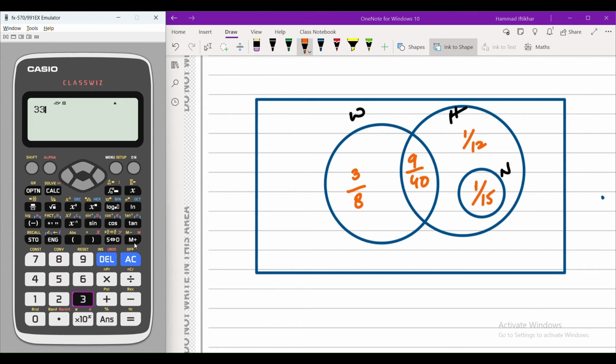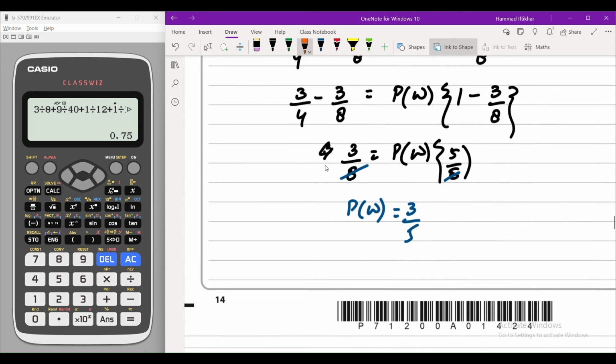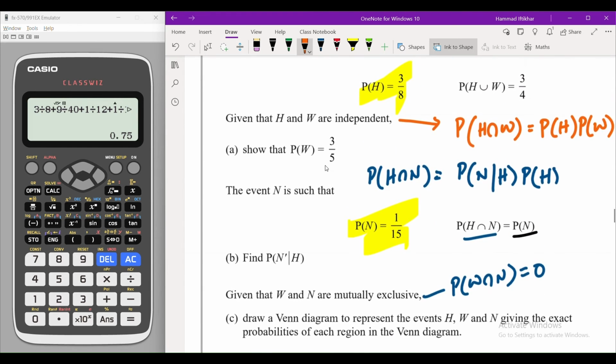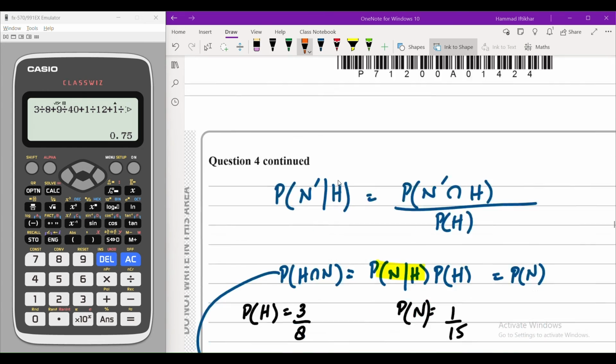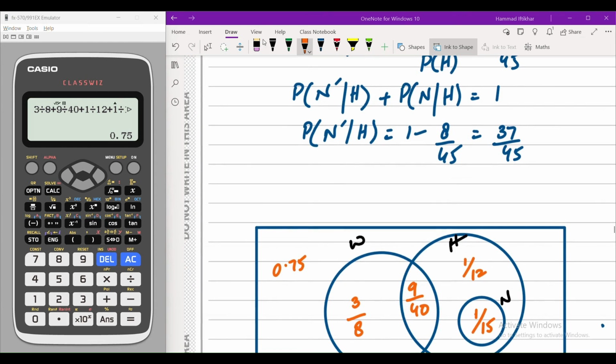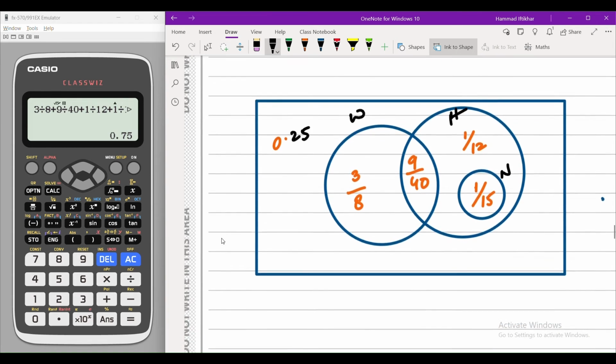Now finally, just checking that they indeed add up to 1: 9 divided by 40 plus 1 divided by 12 plus 1 divided by 15 is 3 by 4. So that means 0.75 is outside. Just to make sure that we haven't missed anything. Right, so that's about everything. No, sorry, that's 0.25. Sorry, that was the sum. So it will be 0.25 over here. Sorry, my bad.